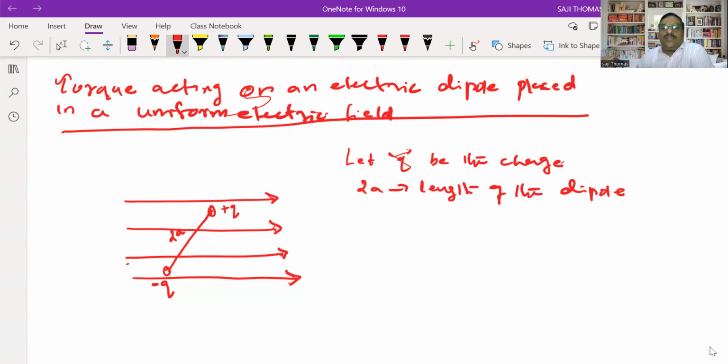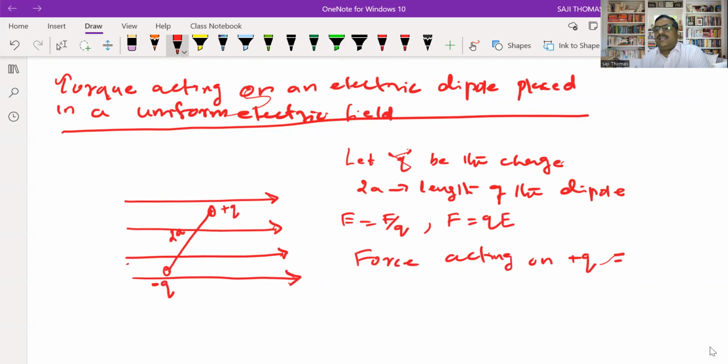You know the equation for electric field. What is the equation? E is equal to F by q. So what is the force on the positive charge? Force will be qE. So the force acting on the positive charge is qE, using the equation we learned, electric field is F by q. It will be along the positive x direction.